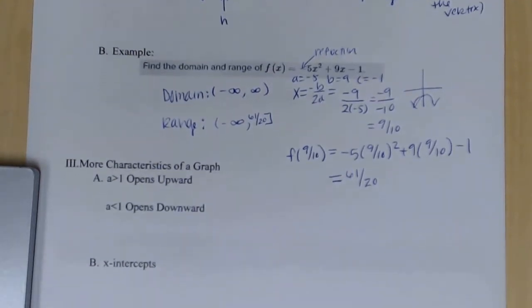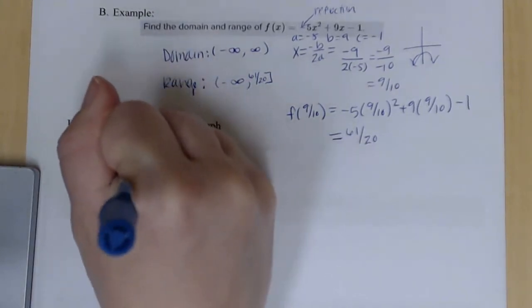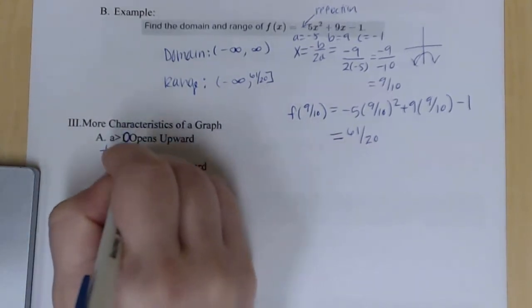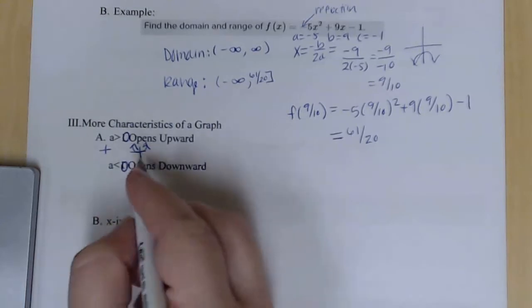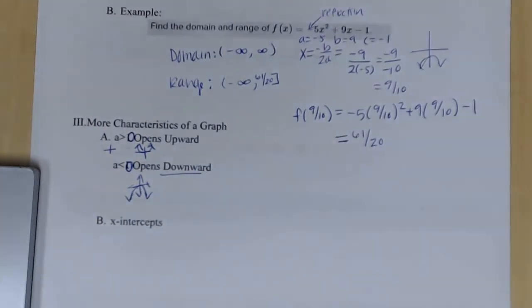So that leads us into part 3, more characteristics of a graph. We just talked about this. If a is greater than 0, it's going to open upward, meaning it's a positive a, and it's going to go something like this. But if a is less than 0, meaning it is a negative causing a reflection, looking something like this, it's going to open downward. And there are going to be some questions, we'll do one here in a minute, that will say, which way is it opening, upward or downward? That's going to help you with your range and also with your graphing.